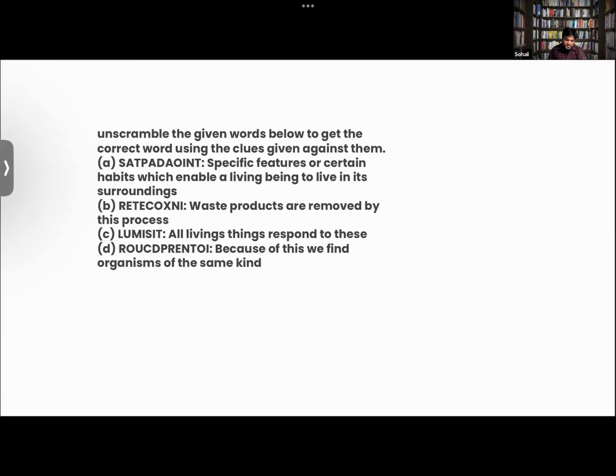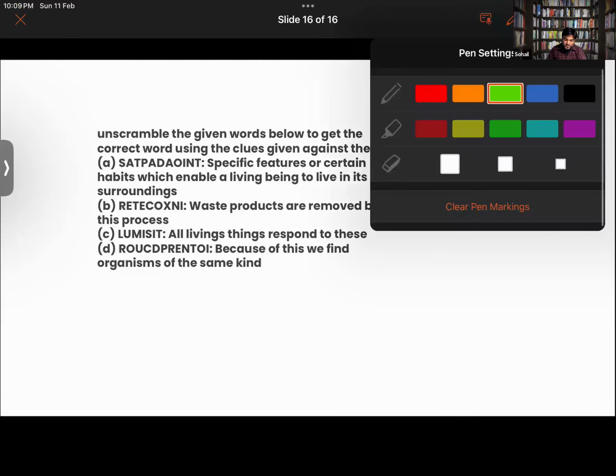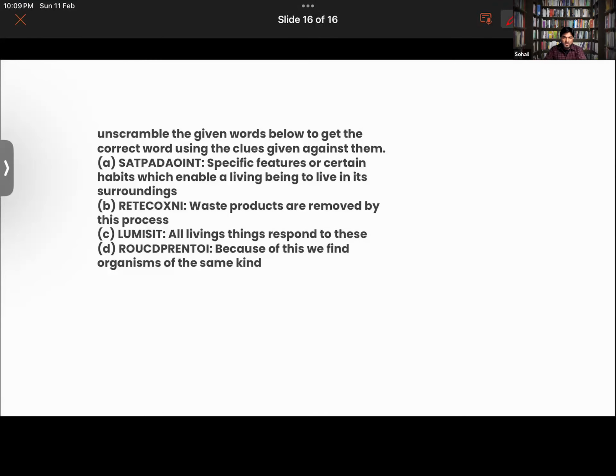So that is the last question, and it's a good one. We have to unscramble the given words here. The first one is specific features or certain habits which enable a living being to live in its surroundings. That chapter is related to animals and their surroundings. From there I have picked up this question: the living organisms and their surroundings.